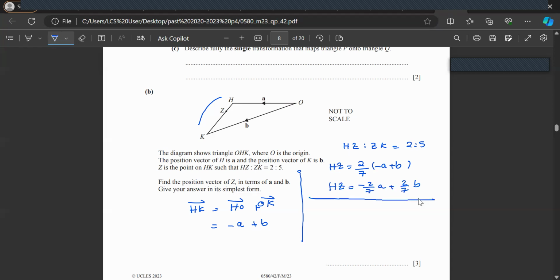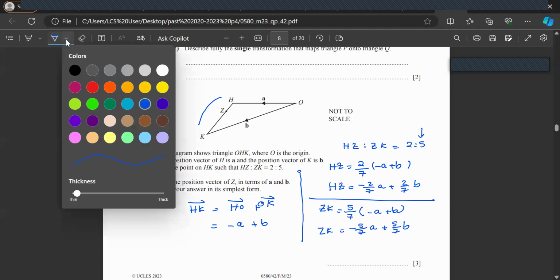We can do the same for the other one, which is ZK, but you will not need it, but I will do it to revise. What is the portion of ZK? 5 over the total, which is 7, times negative A plus B also. Then distribute. So ZK equals negative 5/7A plus 5/7B. Now I am going to the question to read what is required.